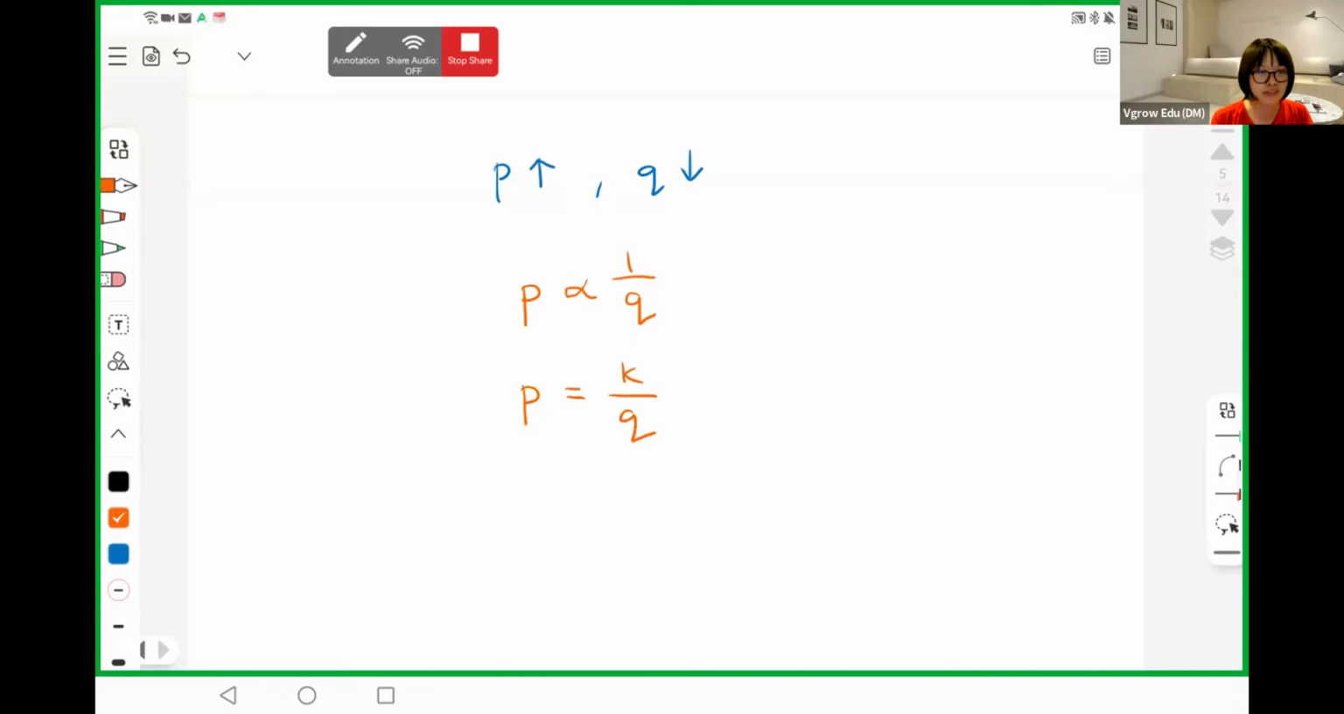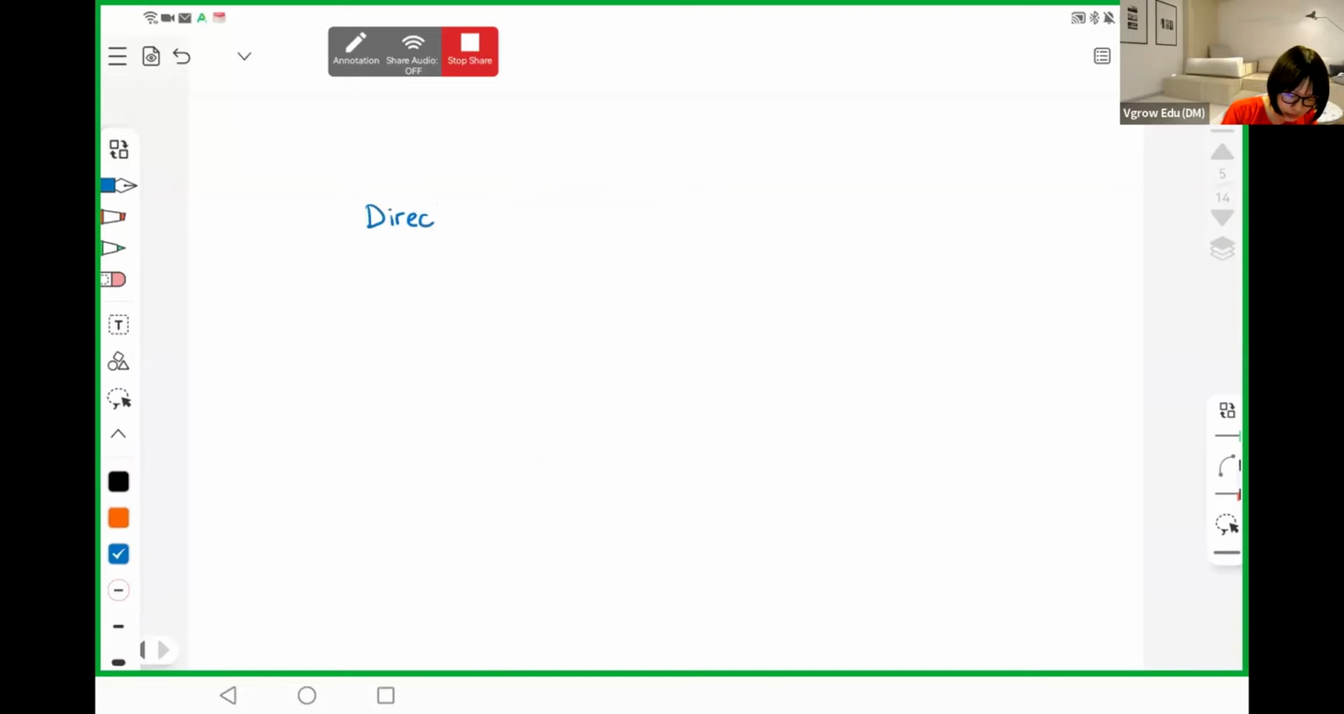That's why you must really understand what variation means, what direct is, and what inverse is. So next, summary. We only have 2 types of variation. The first one is direct and the second one is inverse. Not to worry, I will send you the written notes. Whatever I have written here, you will receive it later.